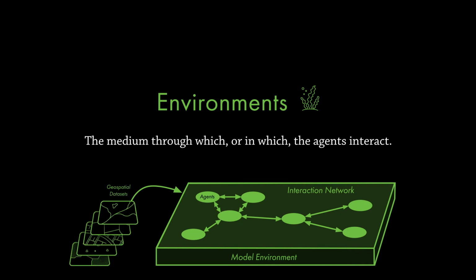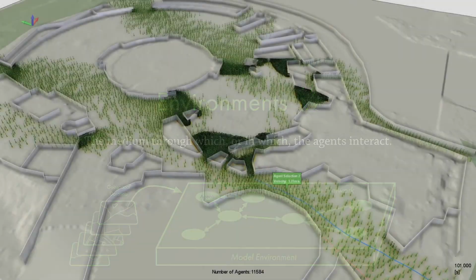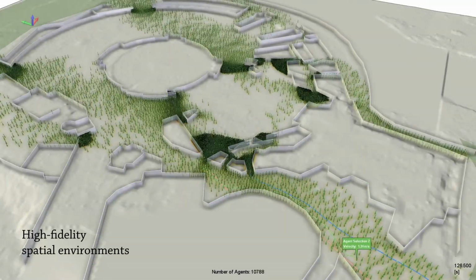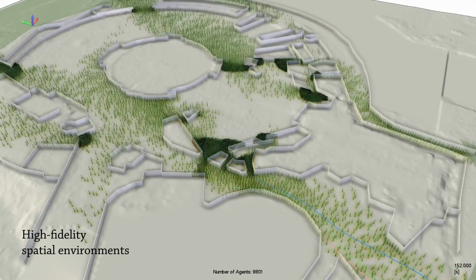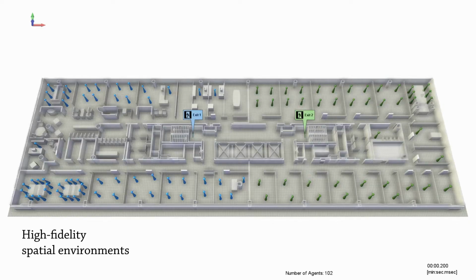Importantly, as I noted before, representation of the environment depends on the purpose of the model. The realism of the environment should be based on the detail of interactions to be simulated. For example, many movement-based ABMs, such as pedestrian, evacuation, or transportation models, need high-fidelity environments to produce realistic movement behaviors.